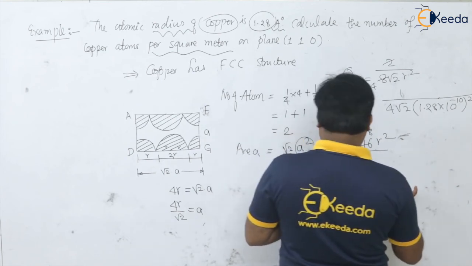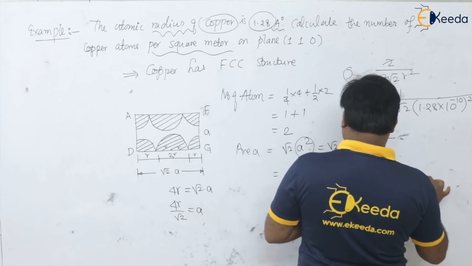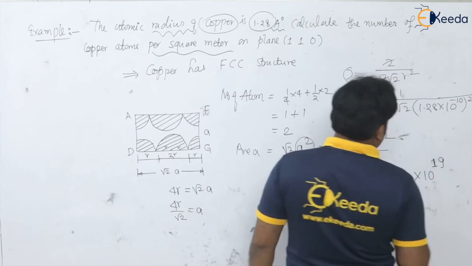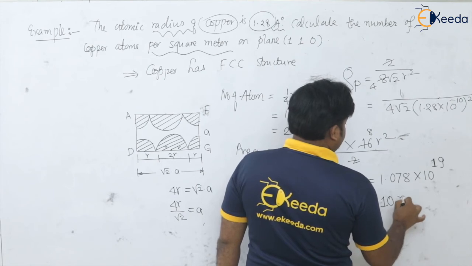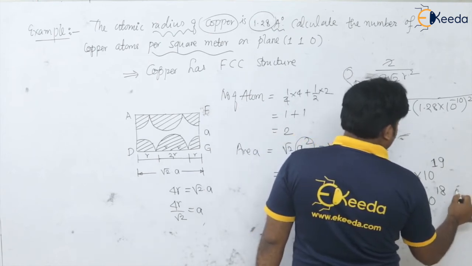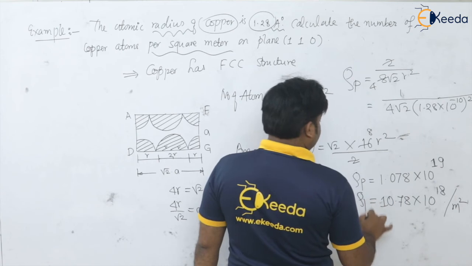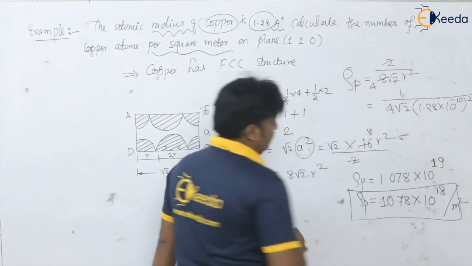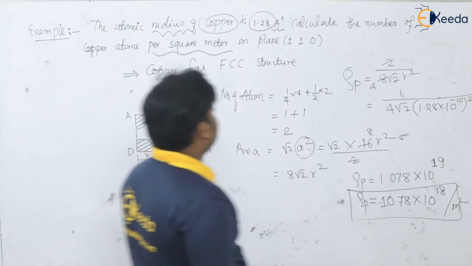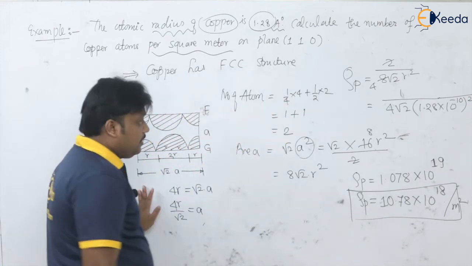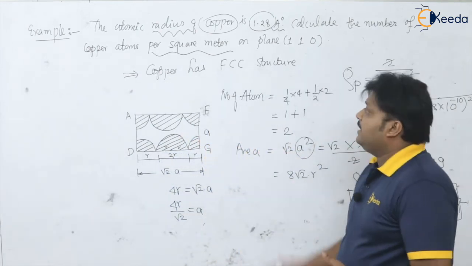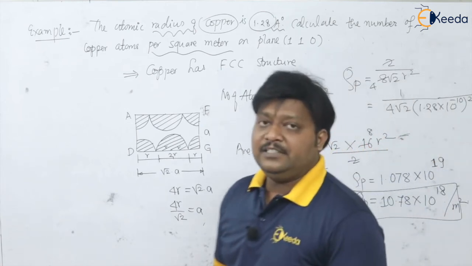So the planar density comes out as 1.078 into 10 to the power 19, or I can write 10.78 into 10 to the power 18 atoms per meter square. Let me check the answer: it is 10.79 into 10 to the power 18 atoms per square meter. That is the correct answer. If they want to formulate a numerical, they can ask you like this on planar density. Very easy.